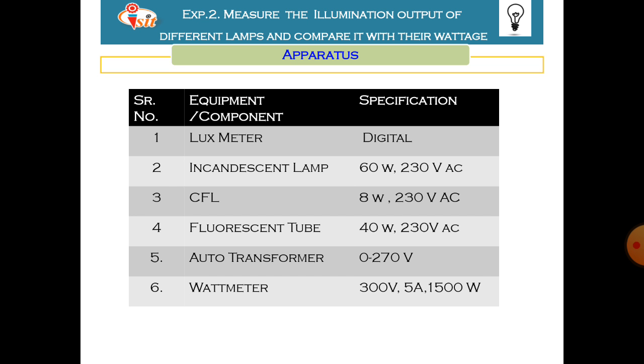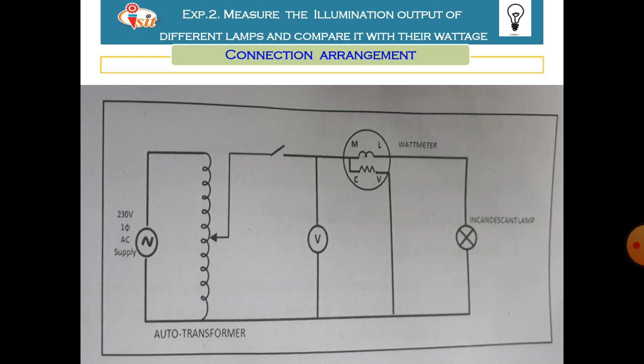Now the apparatus required for this experiment is a lux meter. We have a digital lux meter, and second, an incandescent lamp, 60 watt 230 volt AC, CFL 8 watt 230 volt, fluorescent tube 40 watt 230 volt, auto transformer 0 to 270 volt, and a wattmeter 300 volt 5 ampere 1500 watt. With this equipment and components we can prepare the circuit as per this diagram.